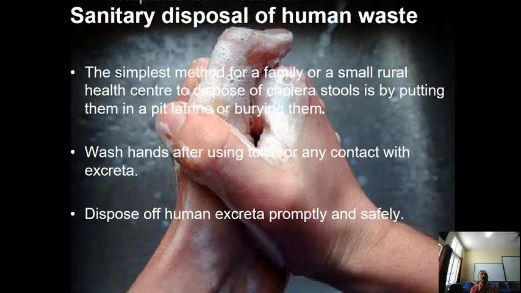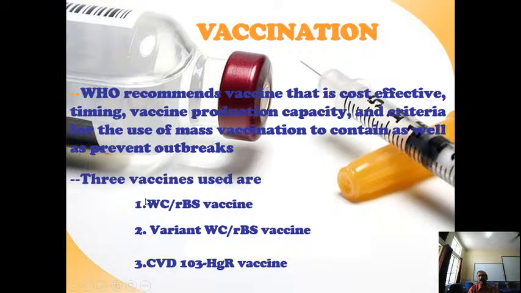As we've been mentioning in COVID, we must ensure washing of hands. Washing hands has now become very important for control of disease. Washing of hands, and proper disposal of excreta. Vaccination: we have 3 vaccines which are available. None of these is really very great, but we do have these 3 vaccines. And mass vaccination has not been carried out.